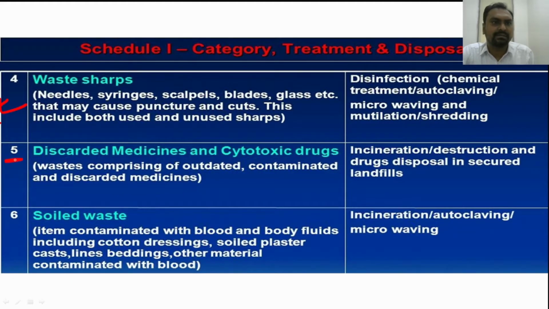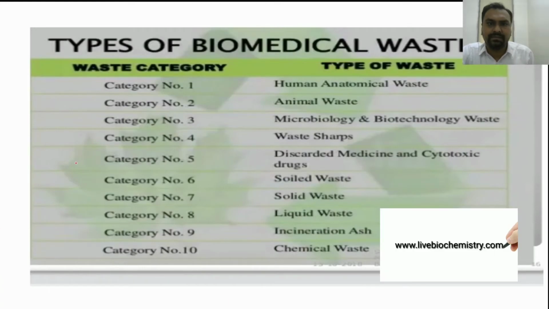Category 5 is discarded medicine and cytotoxic drug. Category 6 is soiled waste. Category 7 is solid waste. Category 8 is liquid waste. Category 9 is incineration ash, and category 10 is chemical waste.